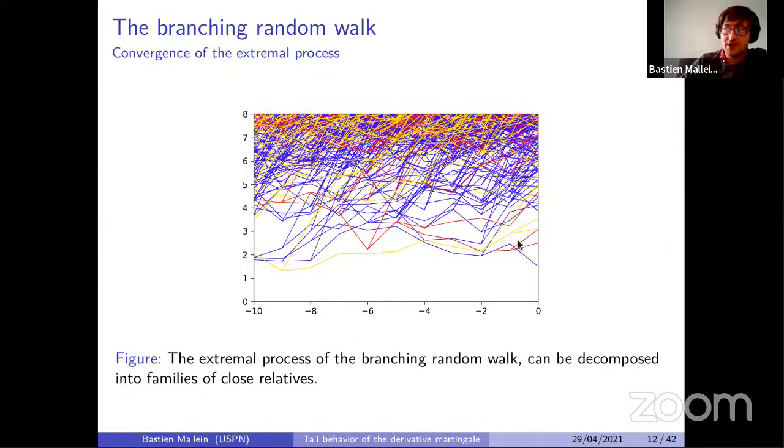When I look at my third family, the leader of the third family is delayed with respect to the leader of the red family by an exponential random variable with parameter 1/2.